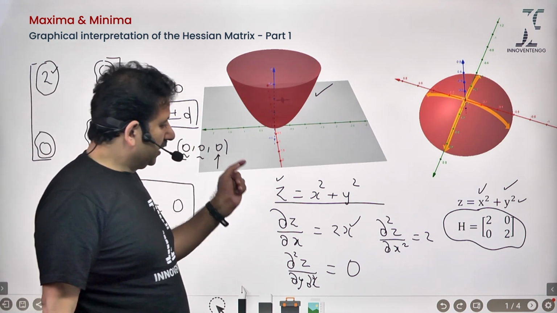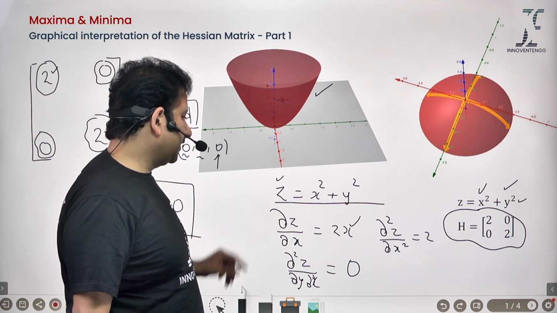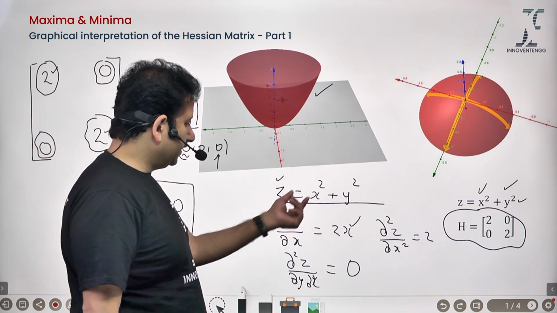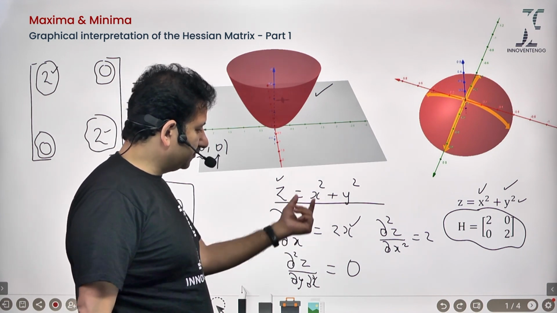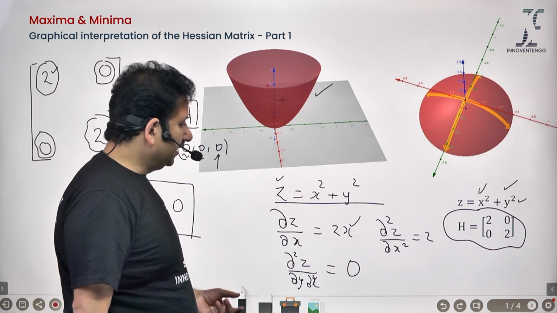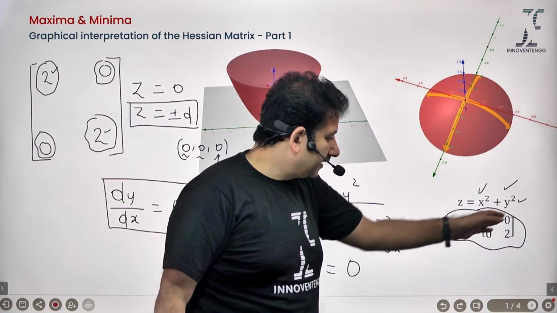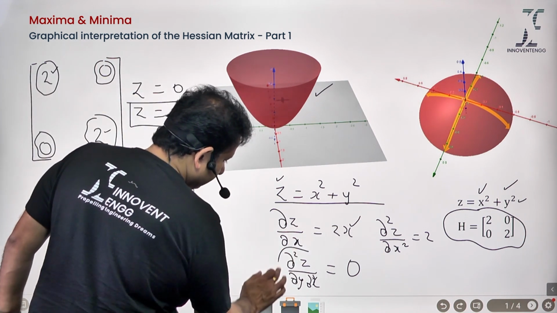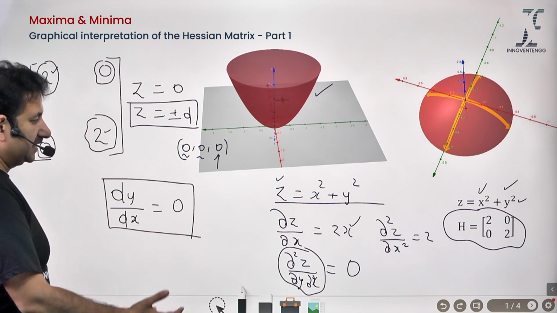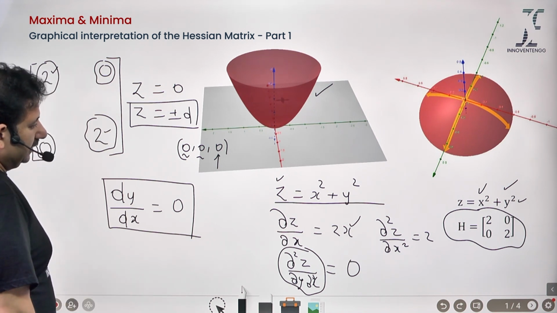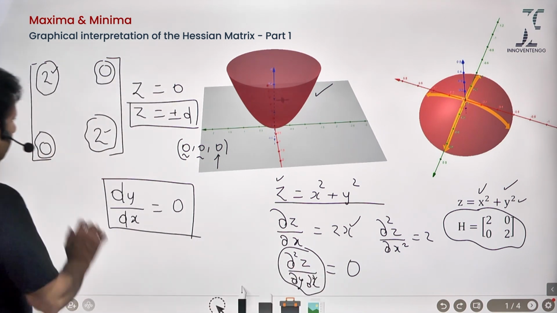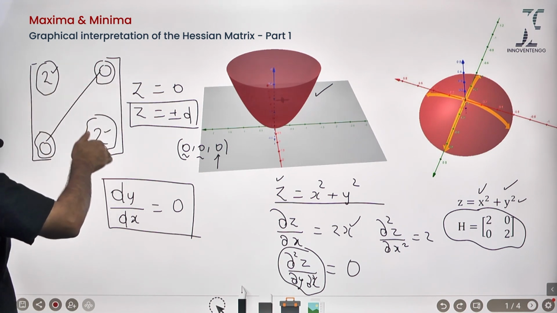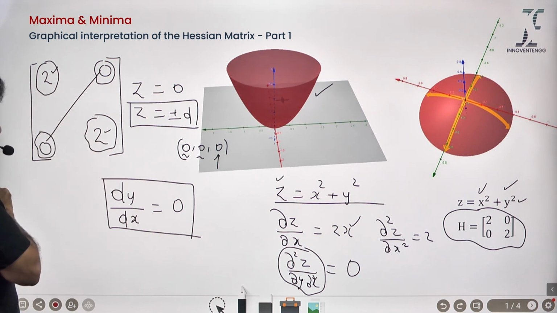And going by the nature of the convex bowl that we have developed here, since there are no xy terms, there are only pure x and y terms, the cross derivatives or the mixed derivatives do not come into the picture. That is the mixed derivatives, which are equal for the function if it is continuous. But here the mixed derivatives, both of them, are 0. You can see very well here. And the Hessian matrix is populated only along the principal diagonal.